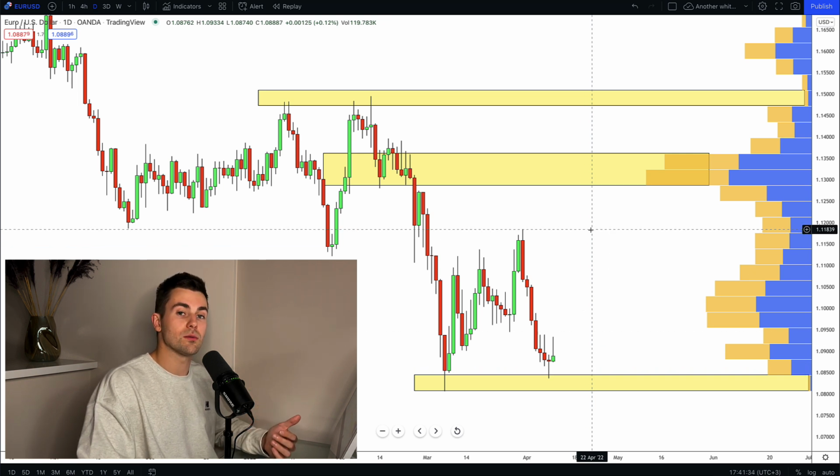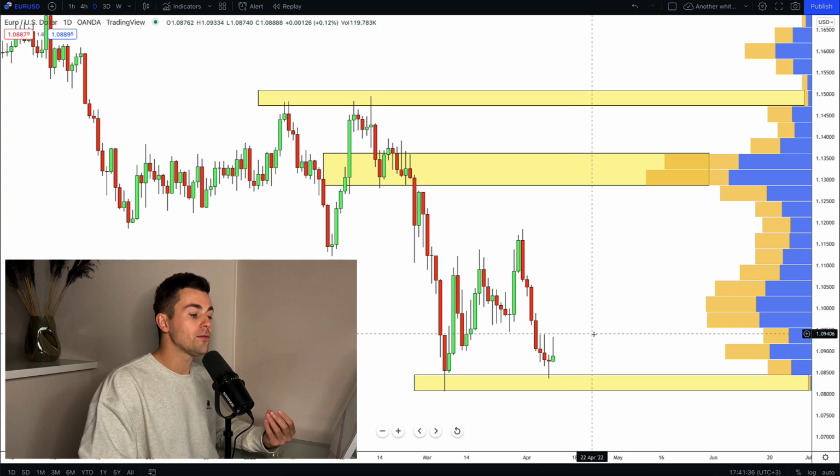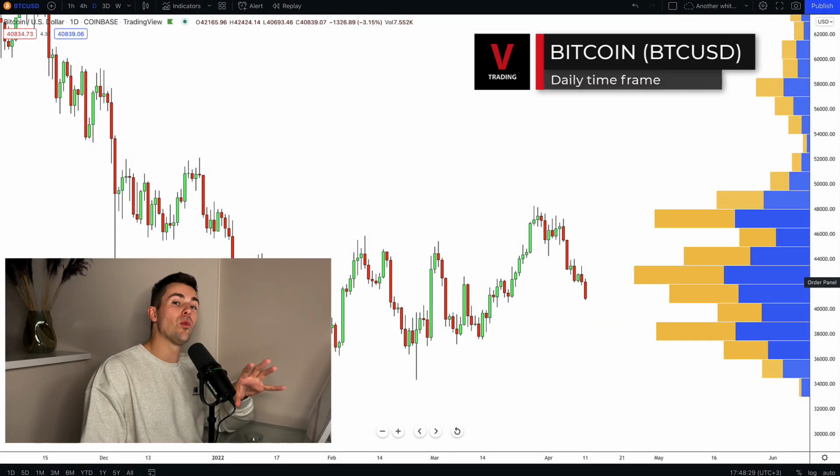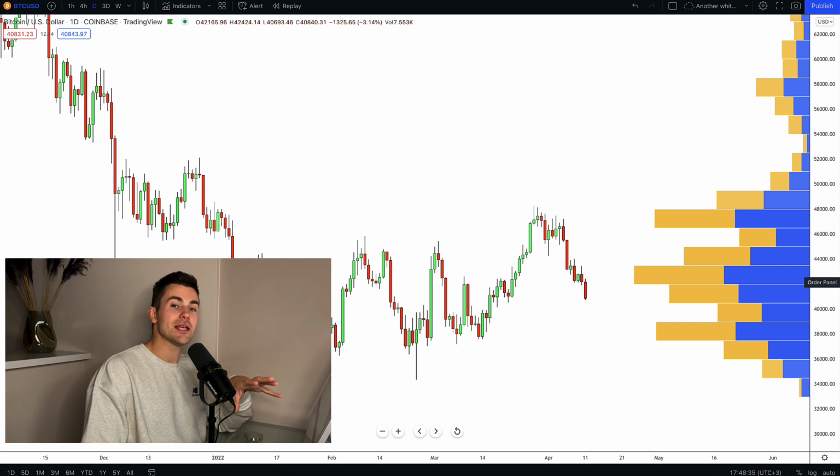From the resistances, we will look for shorting. And from support, we will look for buying. Now let's apply volume profile for structure analysis on Bitcoin. And again, traders, our task right here is to analyze the high volume nodes and low volume nodes. So let's start with high volume nodes.